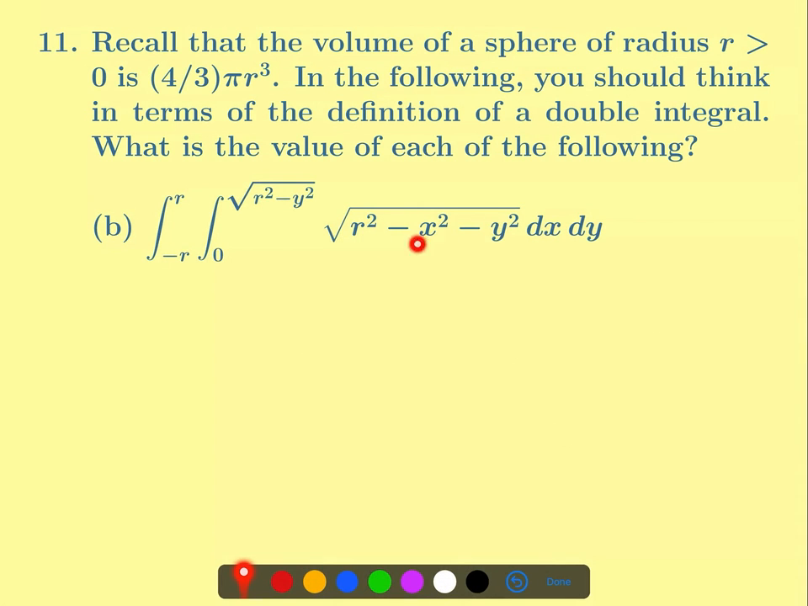So again, the top of our solid would be the sphere, z equals the square root of r squared minus x squared minus y squared, which again is just x squared plus y squared plus z squared equals r squared. And y in this solid is going between minus r and r. And for each fixed y in this range from minus r to r, we want x to go from 0 to the circle, where x squared plus y squared equals r squared.